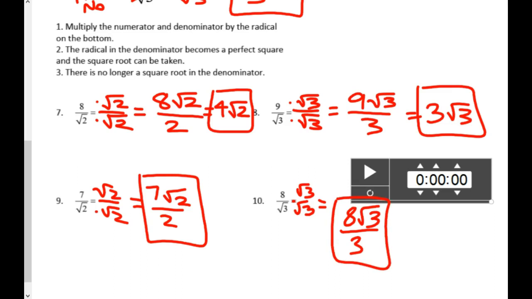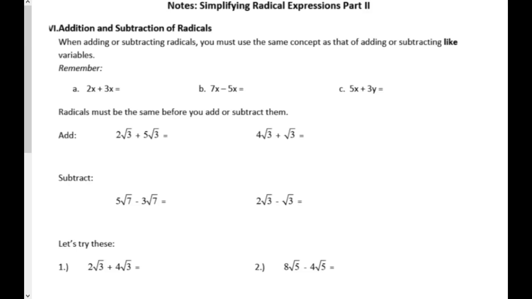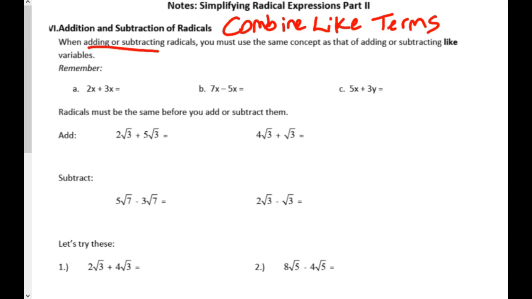Now we're going to do adding and subtracting radicals, okay? Now at the top, I want you to write this. We have to remember how to combine like terms. If you know how to combine like terms, this is just another way of combining like terms. It says when adding or subtracting radicals, you must use the same concept as adding or subtracting like variables or like terms, okay? Here's what we mean.